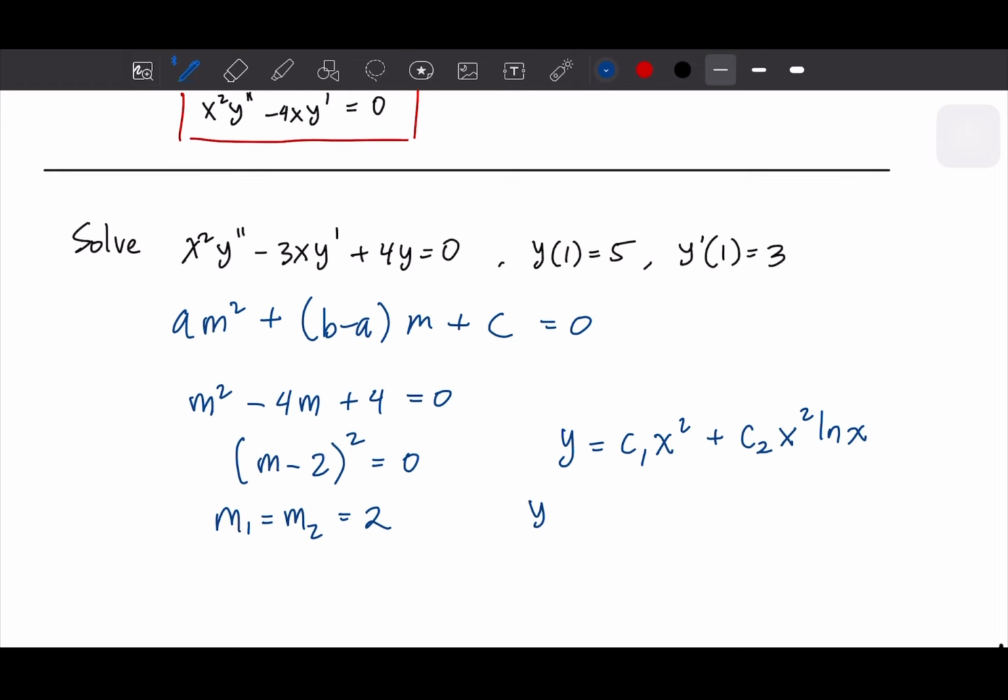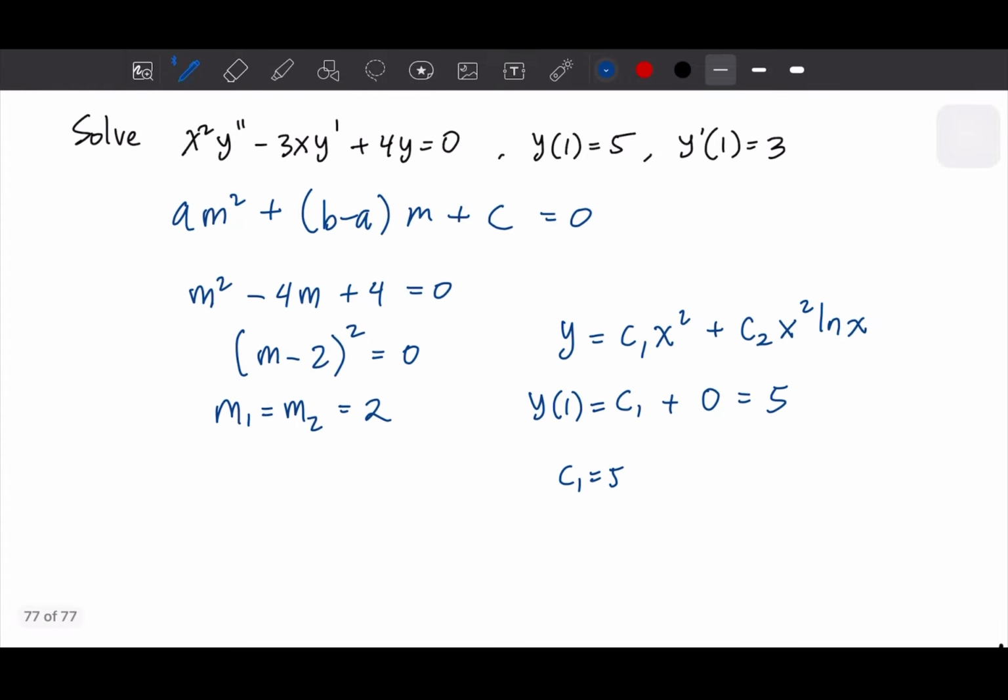So check out when x equals 1, and this is 0, right? And this is supposed to be equal to 5. So c1 is 5. And then y prime, or maybe y prime first. We could take y prime as 2c1 x plus c2 times (2x ln x plus x), right?